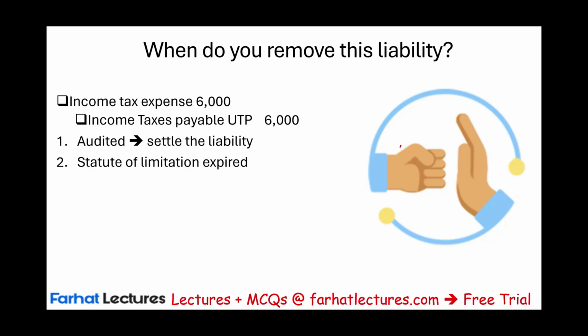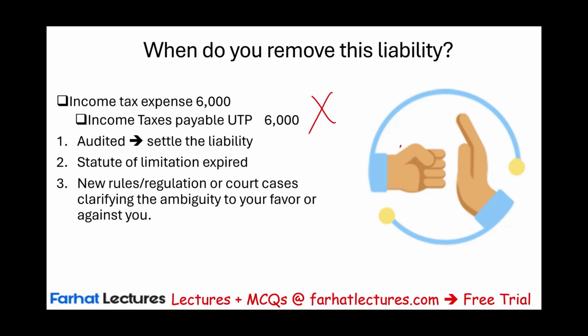Or the statute of limitations expired after 3 years. That's it. They can no longer go back and ask for this. If that's the case, we reverse this. Or there are new rules or regulations or court cases clarifying the ambiguity about that $100 deduction that we took that resulted in $21,000 in savings. If the ambiguity is clarified in our favor, it means this payable that we thought we're going to pay would be no longer the case. Then we will reverse the entry.